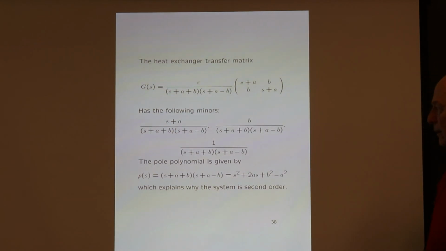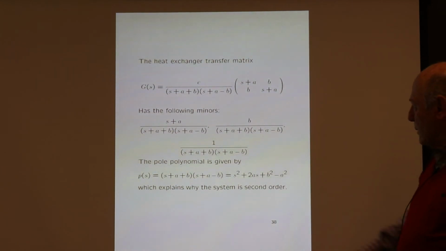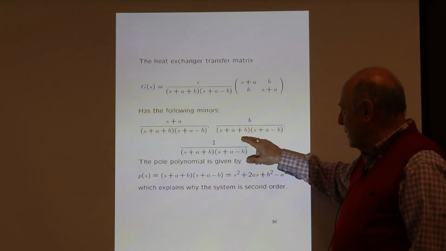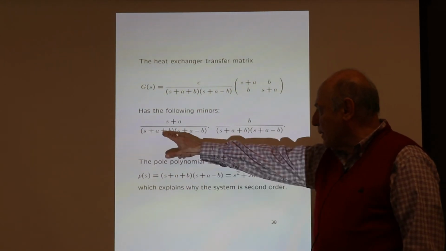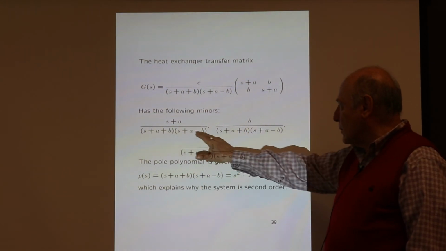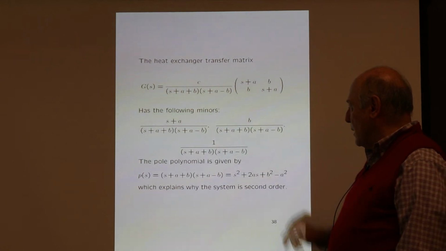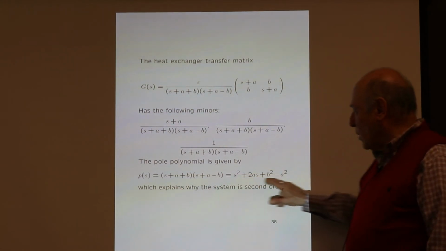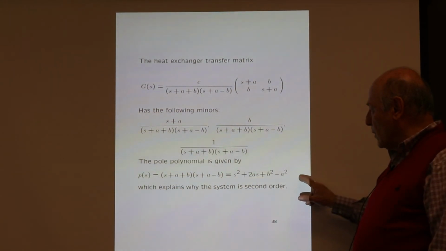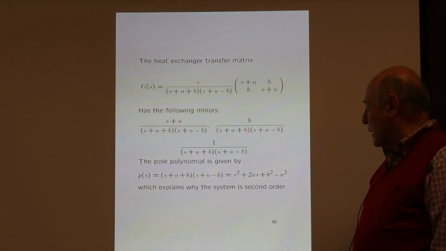These are the minors. So what is the least common denominator? Well, S plus A plus B appears here, so that's one factor. The other one is S plus A minus B. Therefore, the least common denominator is a 2nd order polynomial. The system order is 2.